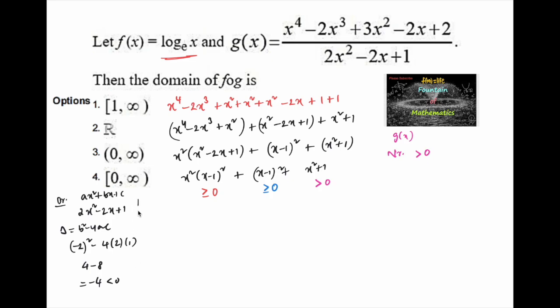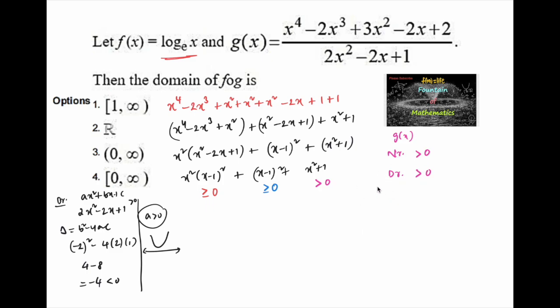And hence we can say that there are no real roots, and since the coefficient of x square, a, is positive, the curve will be open upward. So the curve 2x square minus 2x plus 1 is always positive. So we can say the denominator is also greater than 0. It cannot be equal to 0 also.